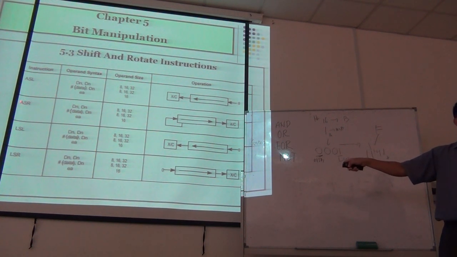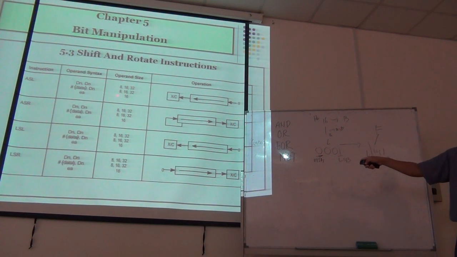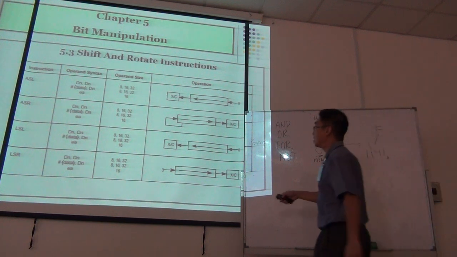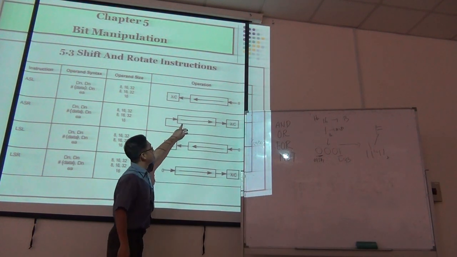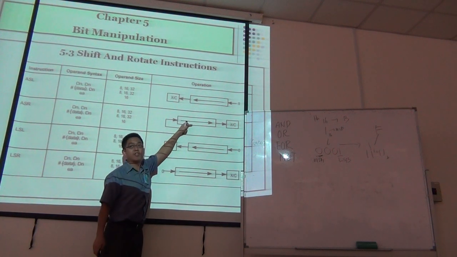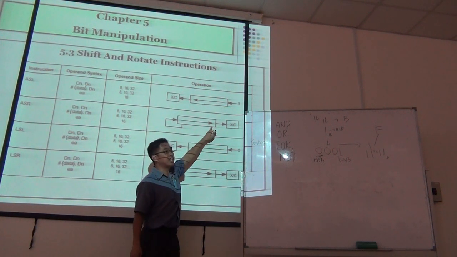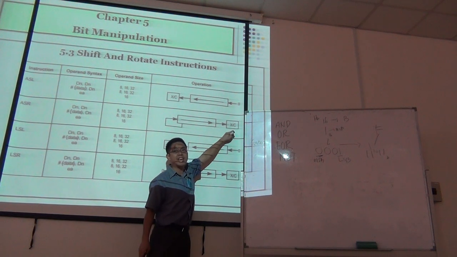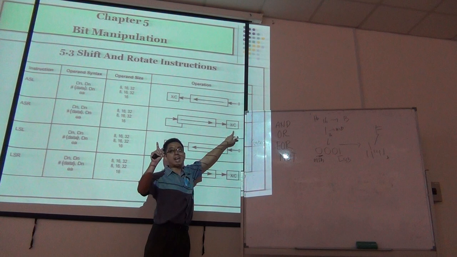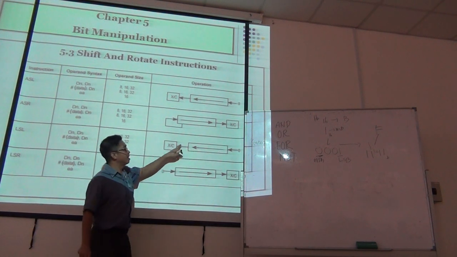For arithmetic shift right, it's different. You can see that it's shifting to the right. But the thing is, the MSB here will come up and shift. And the LSB here will be going to the extend and carry status register. One time. Okay, next one.